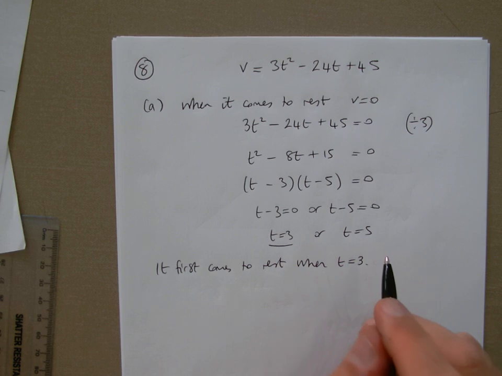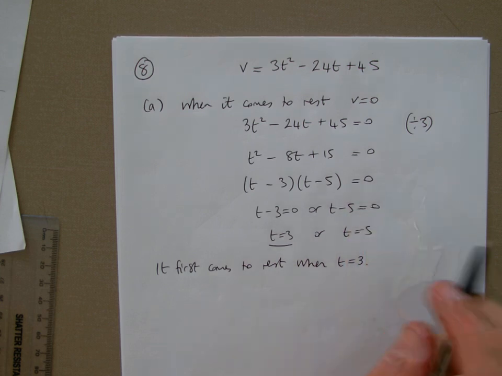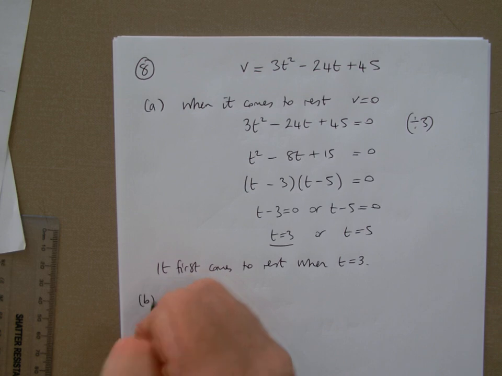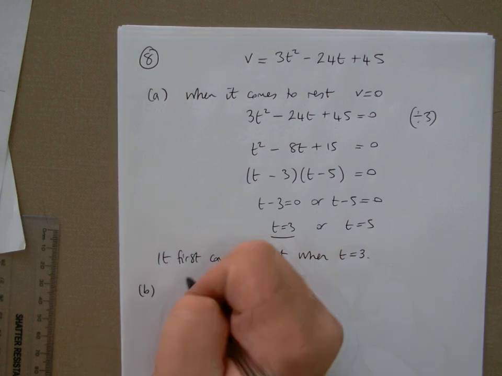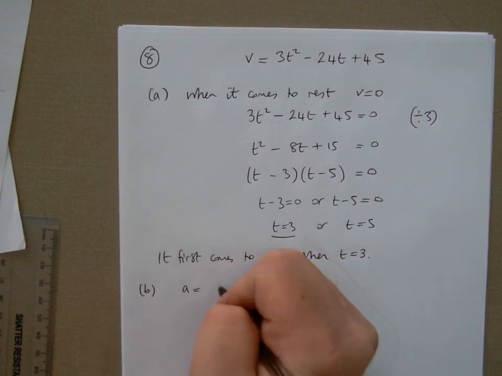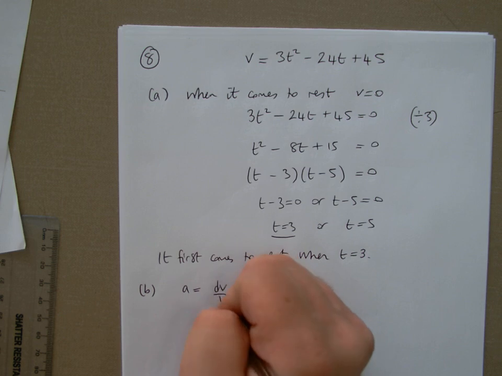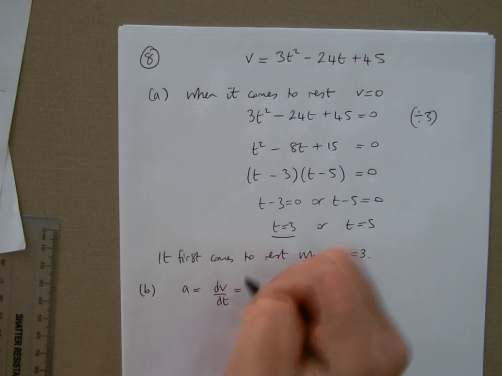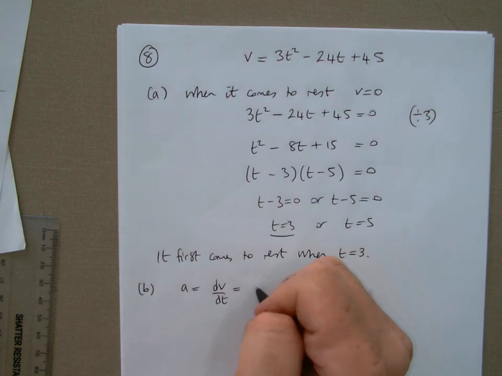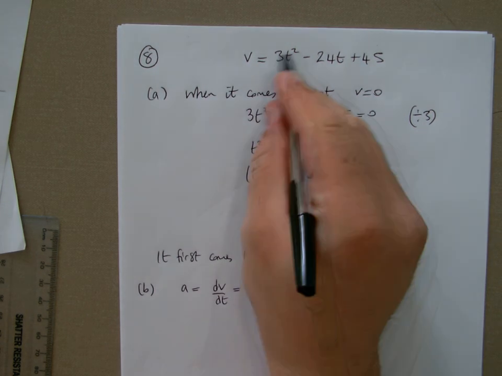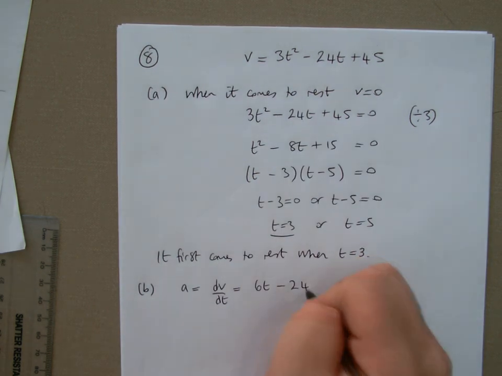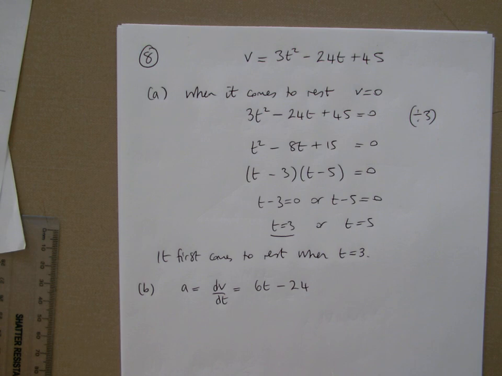Part B then says find an expression for the acceleration. Remember, acceleration is the rate of change of velocity, so it's how velocity changes with respect to time. So you just differentiate this. We get 6t, when you bring that 2 down, minus 24. Nice and simple there.